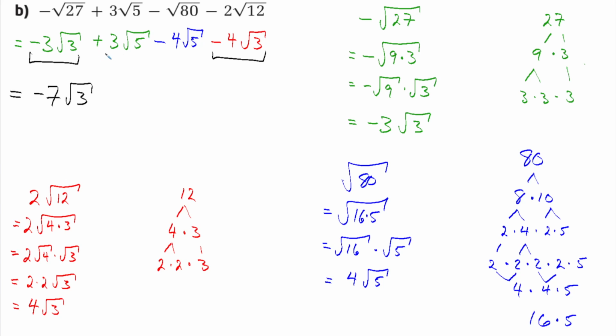And now I've got 3 root 5 and negative 4 root 5. So those are my like radicals because they're both square root of 5. So positive 3 and negative 4 is going to be negative 1. So I would write that as minus root 5. So that is as simple as this one gets. Negative 7 root 3 minus root 5.